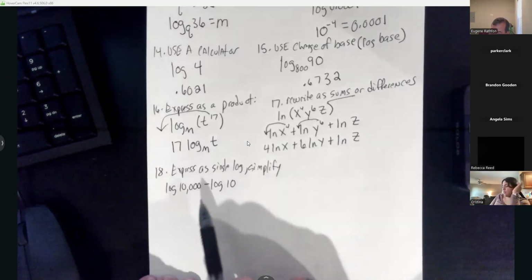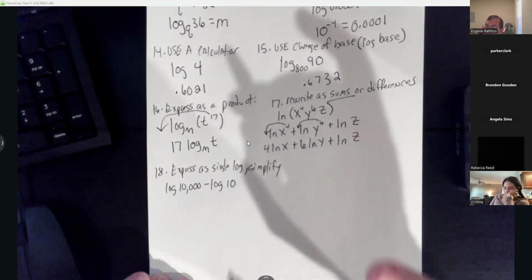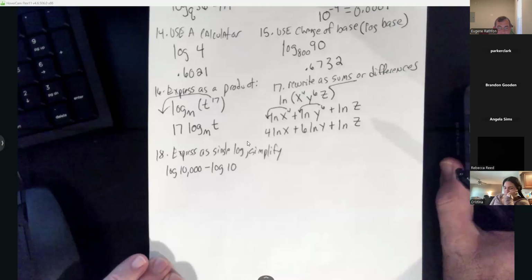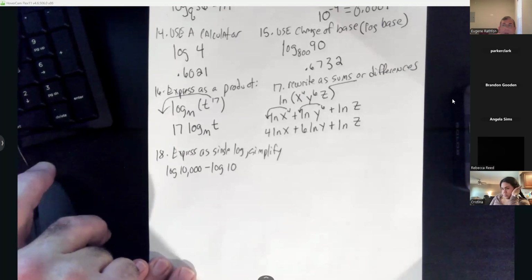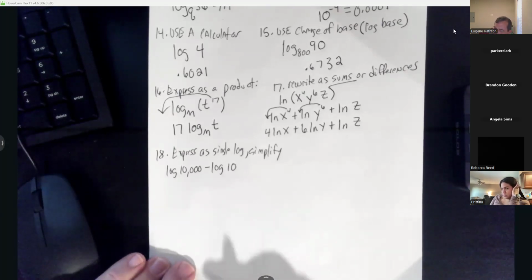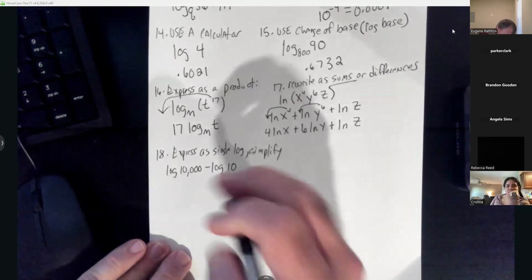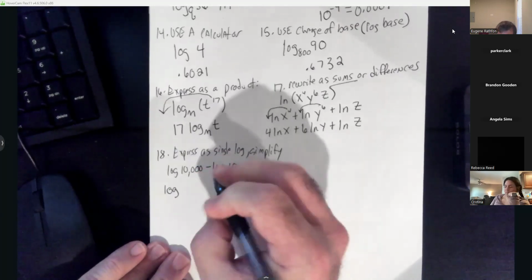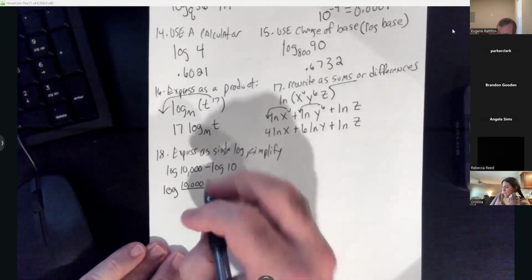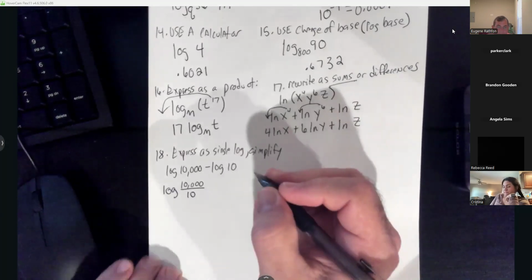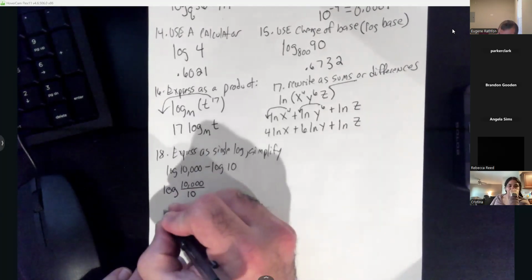So here's my first question. These are being subtracted. Would I write them as a product or a quotient? Good job. It's going to be a quotient. Because remember, these ones being added were the products right here. So these are being subtracted, so you're going to have that log. The top will be the 10,000, and then since the 10 is being subtracted, it goes to the bottom. All right, so figure out what 10,000 divided by 10 will give us.